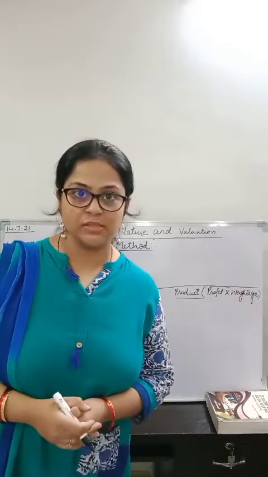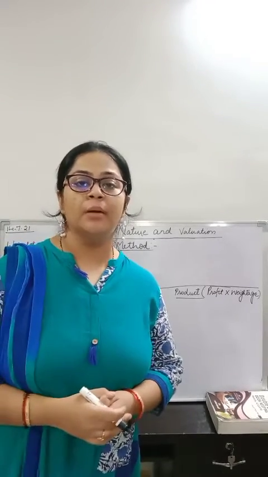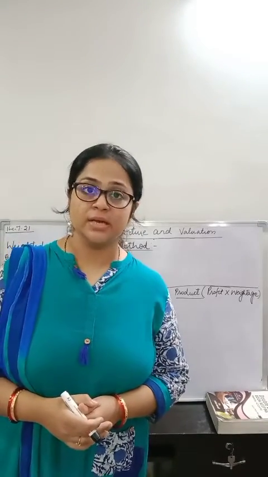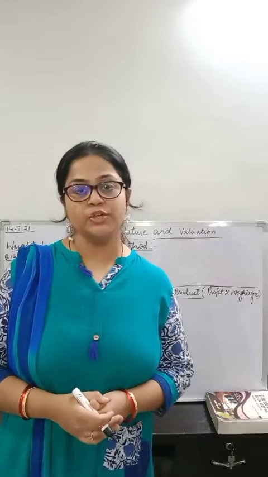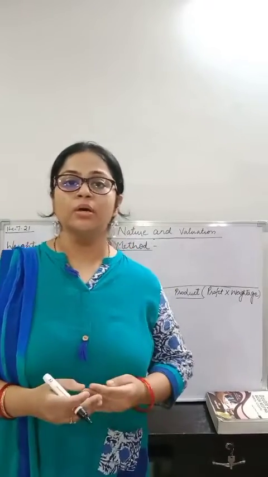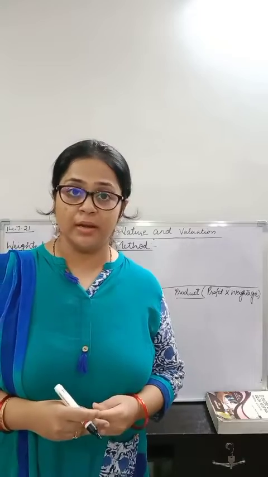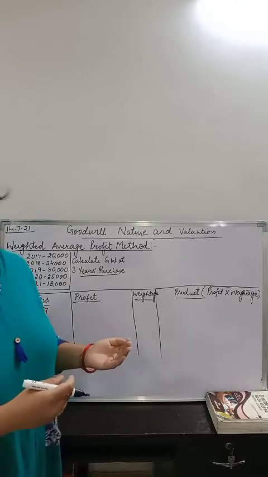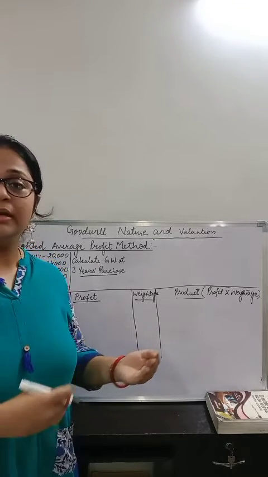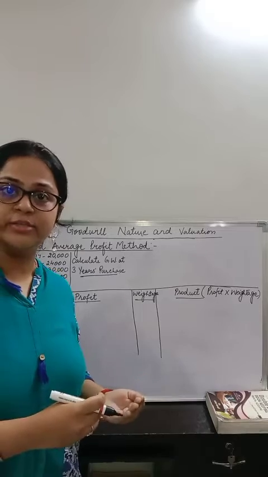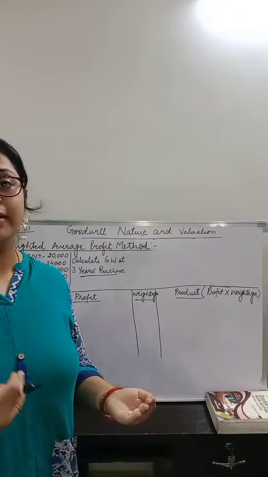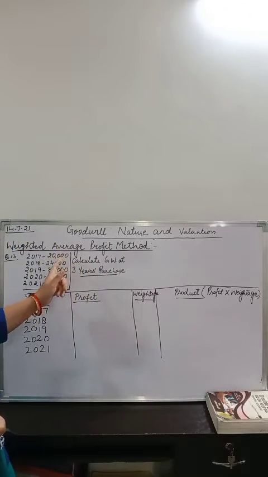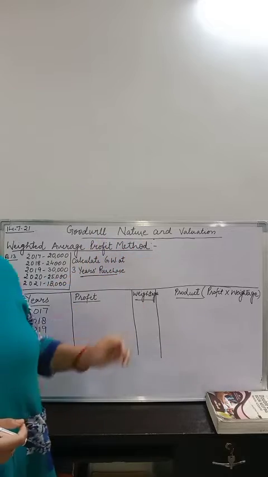Welcome back, class 12C. As we discussed in the morning about the simple average method of calculating goodwill, today we will discuss the weighted average profit method. When they took the simple average profit method, they realized it is not necessary that for all the years the firm will yield the same profit. Therefore, the latest year will have a higher weightage and the older years will get a lesser weightage. Let us find out how goodwill is calculated with the help of the weighted average profit method.